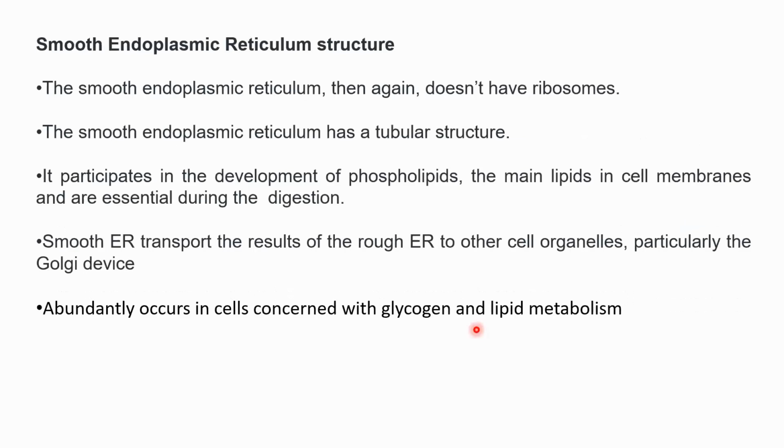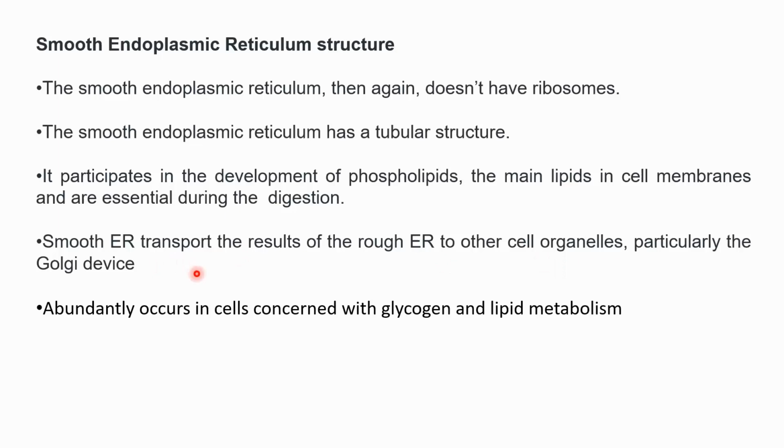The next is smooth endoplasmic reticulum. So we discussed what rough endoplasmic reticulum is. Now, what is smooth endoplasmic reticulum? Again, something which does not have ribosomes. As I mentioned, smooth endoplasmic reticulum has a mainly tubular structure, and it has a different function. Since ribosomes are not present, it is not taking part in protein synthesis. It is taking part in the development of phospholipids, the main lipids in the cell membranes, and are essential during digestion. Smooth ER transports the results of the rough ER to the other cell organelles, particularly the Golgi device.